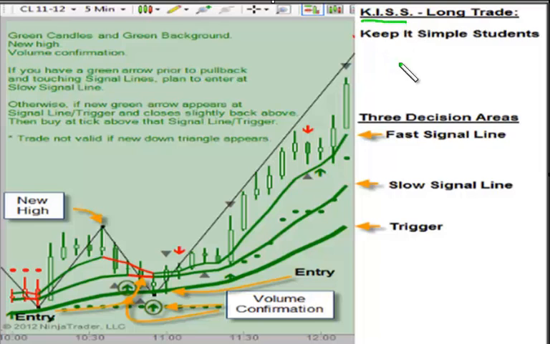We call it the KISS strategy, and that basically stands for Keep It Simple Students. A lot of times as traders we tend to overcomplicate a chart and/or trade setup. Here's a setup that's very easy. Anybody can learn it in just a few minutes, and it's one that we actually do in class. So we're going to take a look at the setup, and then we're going to look at a couple of trades we did on the euro on Thursday morning.